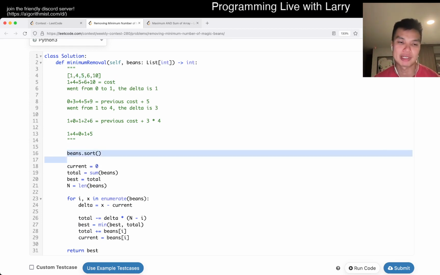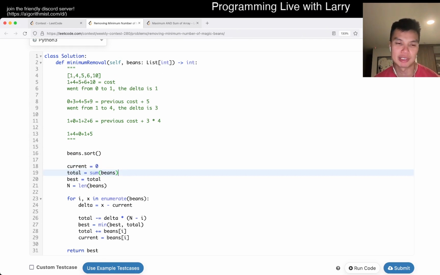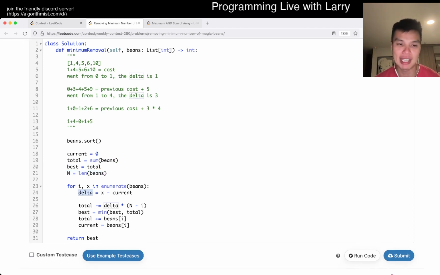First, we start at 0, and of course, in that case, total is the sum of beans, and that's our current best answer so far. N is the number of beans. We calculate the delta, like we said, from x and the previous number. I forgot to update the previous number, that's why some of my timing is a little bit slow. Again, we subtract the total by this delta and the numbers that are left, kind of what we did here and here.